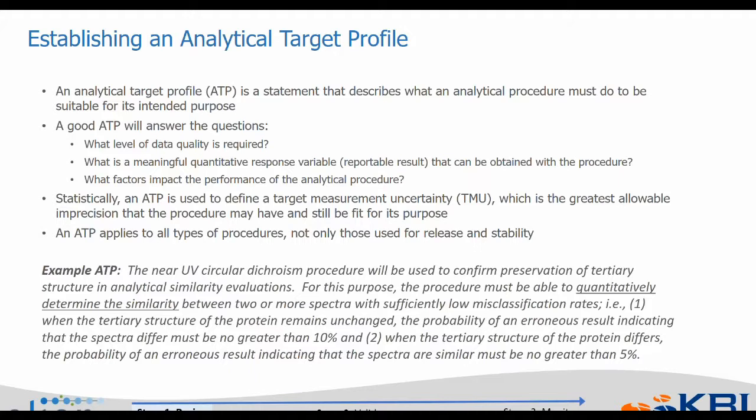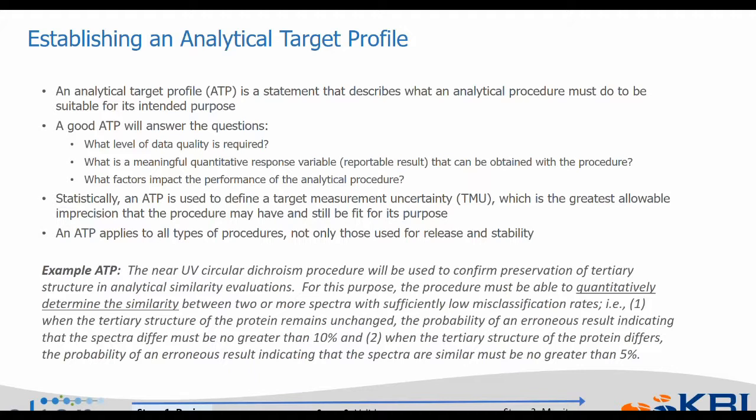Again, this can be varied quite a bit from what's listed here, but for purposes of this presentation, I feel that this is a good representation of what an analytical target profile can be. So the near UV circular dichroism procedure will be used to confirm preservation of tertiary structure in analytical similarity evaluations. What's important about that first sentence is we state exactly what the purpose of the method is.